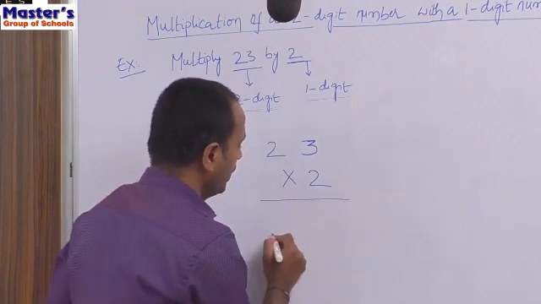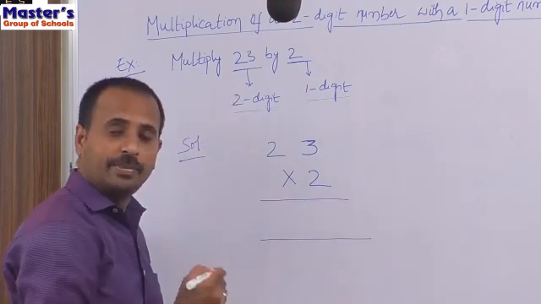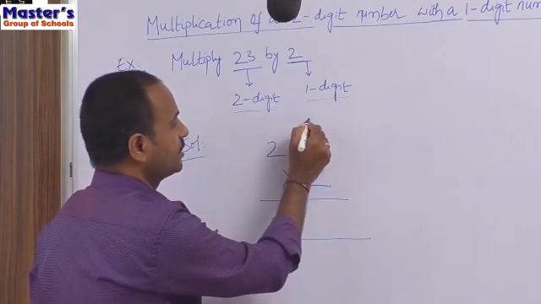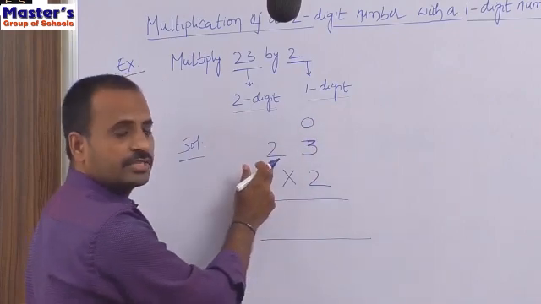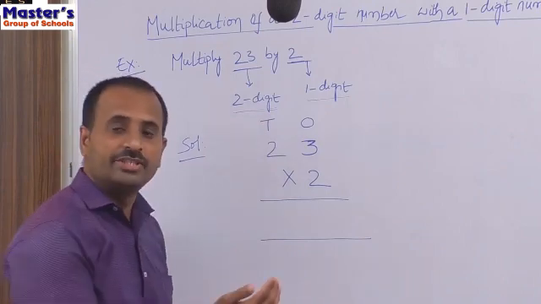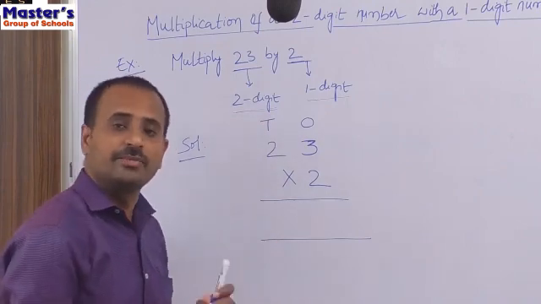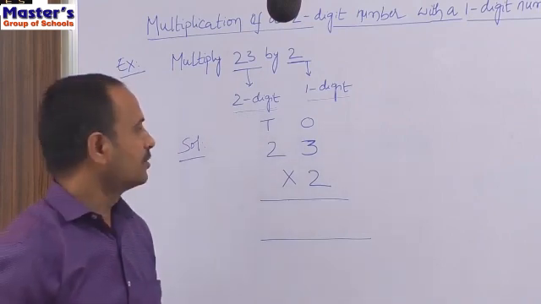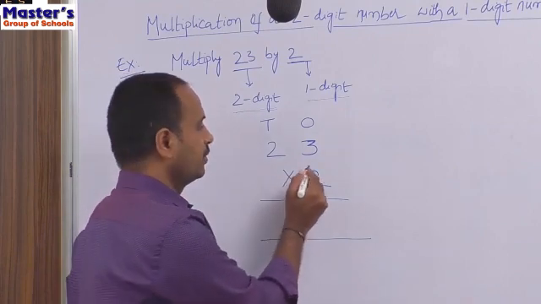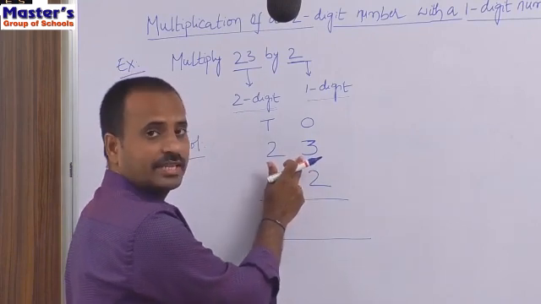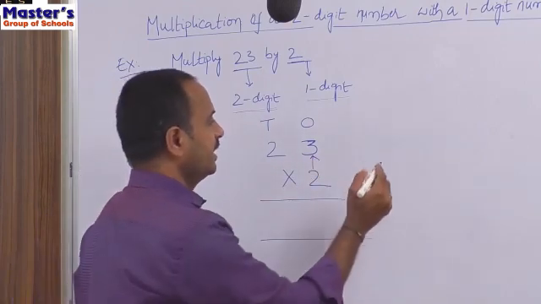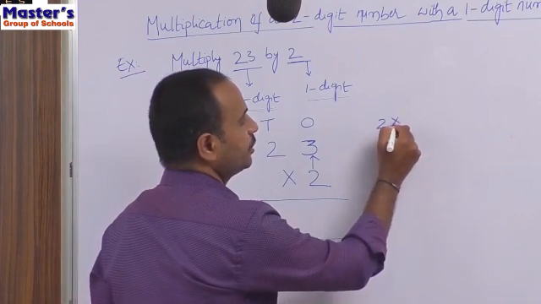Now do the multiplication, and also write the places above each digit. Here 3 is present in 1's place and 2 is present in 10's place. Now start the multiplication from the 1's place. First multiply the digit present in the 1's place with 2. That is 2 into 3.